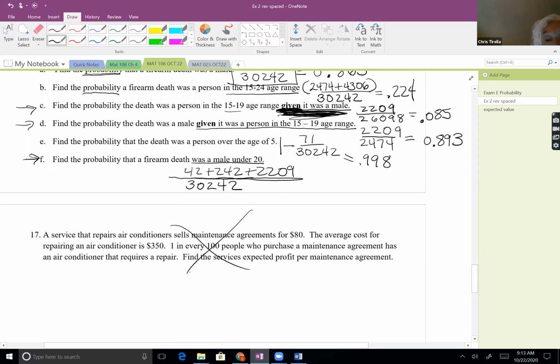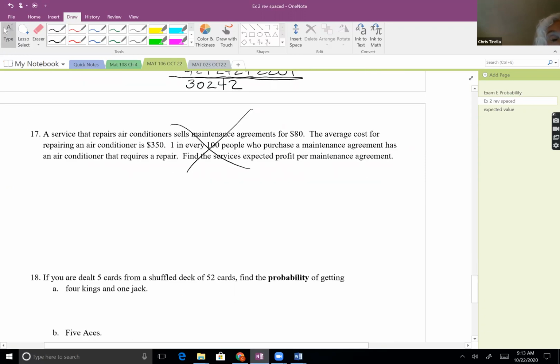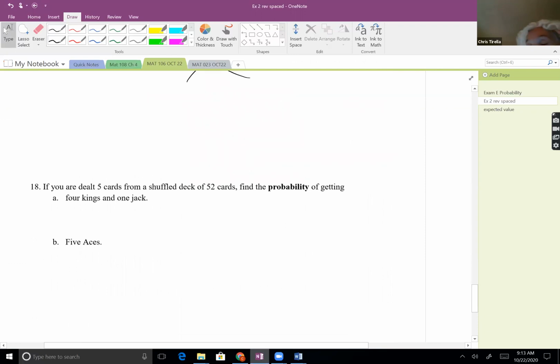17, don't worry about, there's only one expected value on your test. There is something like 18 on your test. I know we only have 2 minutes left. So is everybody right if I kind of go through 18? Yeah, go ahead.